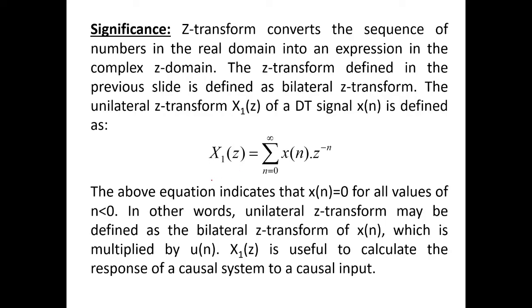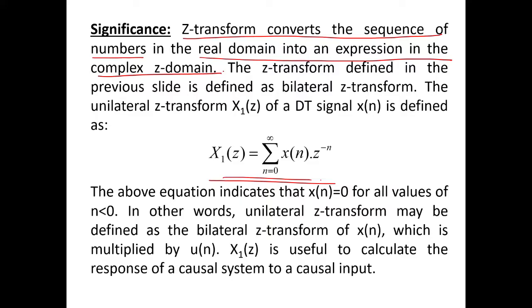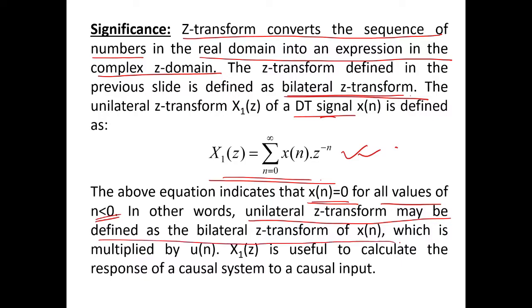So what is the significance? As I told you, Z transform converts the sequence of numbers, which are the signals in the real domain, into an expression in the complex domain. The Z transform defined in the previous slide is defined as the bilateral Z transform. The unilateral Z transform of a DT signal is defined by this equation. The above equation indicates that xn is equal to 0 for all values of n less than 0. In other words, unilateral Z transform may be defined as a bilateral Z transform of xn multiplied by un. The unilateral Z transform is useful to calculate the response of a causal system to a causal input. This is important.